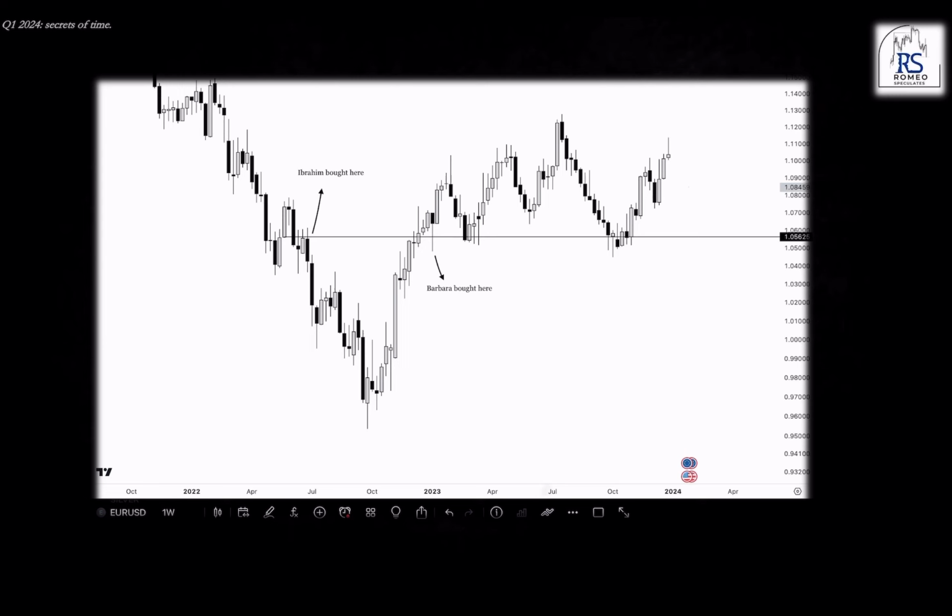So I have marked here the price 1.05625. Right? Now in June 2022, in the bear market, Ibrahim bought euro over here. He deposited into his offshore broker, 1 to 2,000 leverage, and he bought euro over here. What happened was it declined almost 1,000 pips and more.